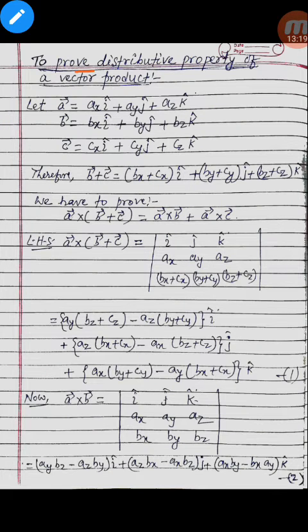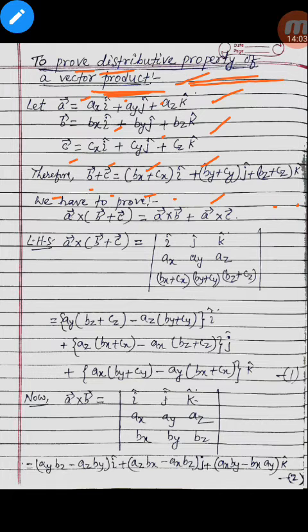Now, to prove the distributive property of a vector product, we have already studied the distributive property. We know that the vector product obeys the distributive property. Let us prove it. Let vector a equal to ax i plus ay j plus az k, vector b equal to bx i plus by j plus bz k, and vector c equal to cx i plus cy j plus cz k. Now we calculate b plus c: b plus c equals (bx plus cx) i, (by plus cy) j, (bz plus cz) k.